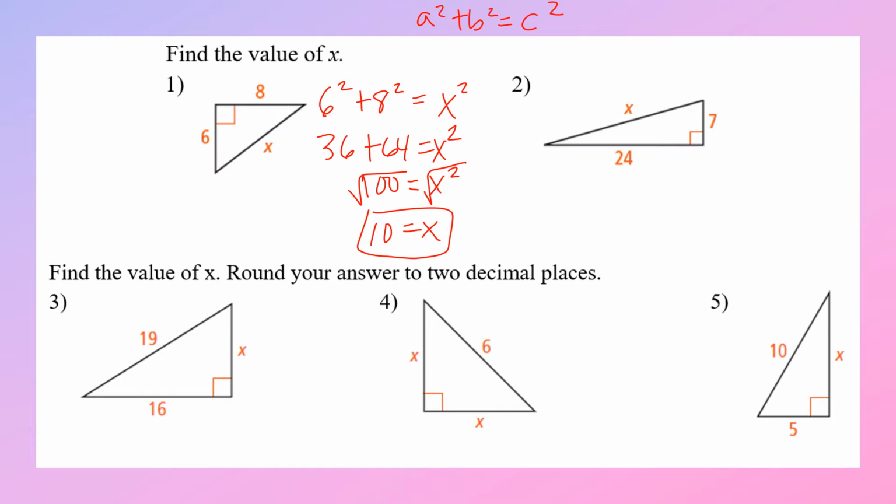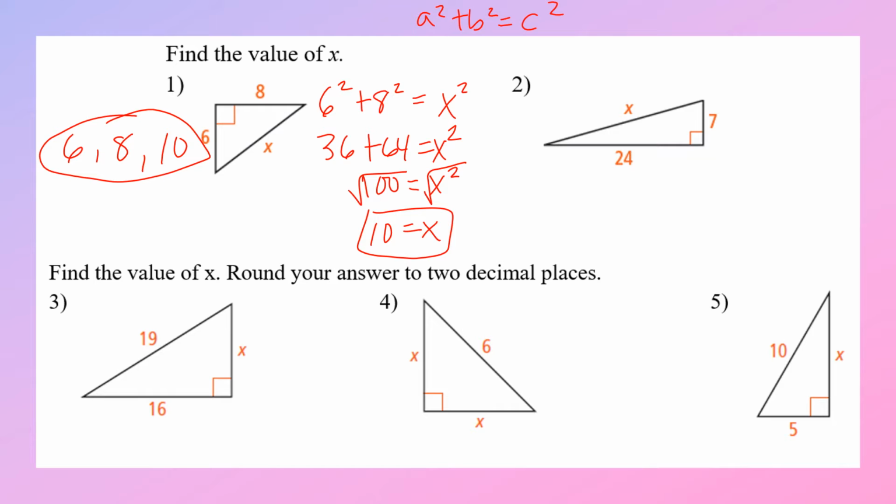Now, this is an example of a Pythagorean triple here because all of the numbers are nice numbers, basically. So if you have 6 and 8 as the legs, your hypotenuse is always going to be 10.